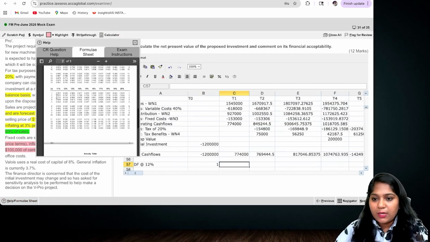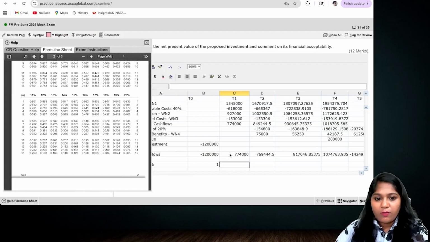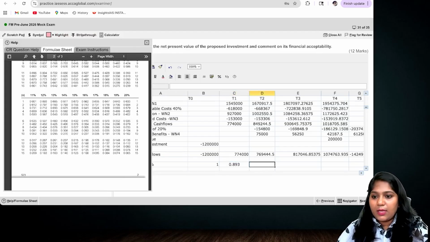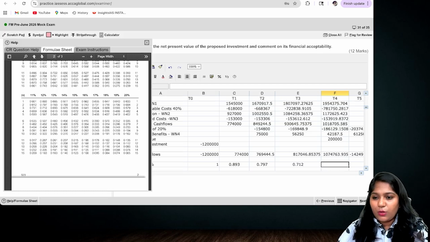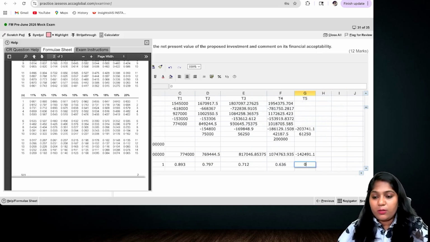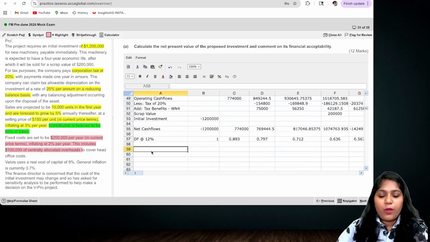All of you guys can see at 12 percentage, the discounting factor is 0.893, and 0.797, 0.712, and then 0.636, and then 0.567. Fair enough. Job done. Then you go ahead and calculate the discounted present value.